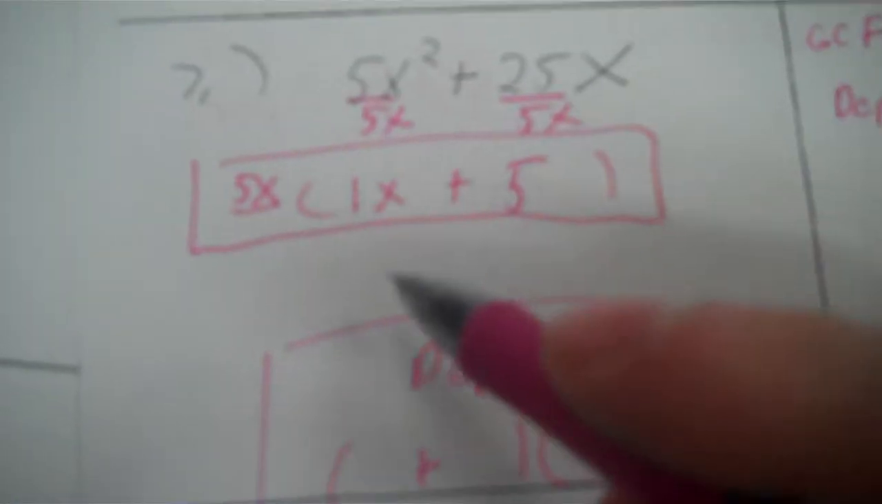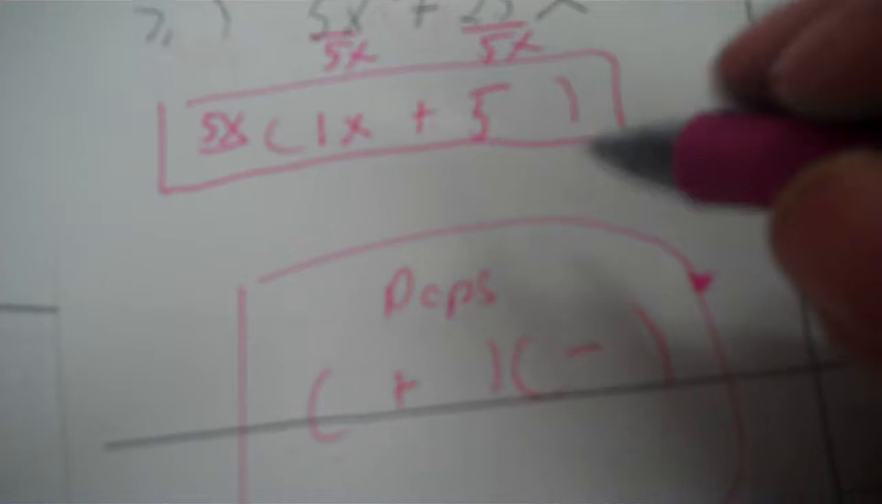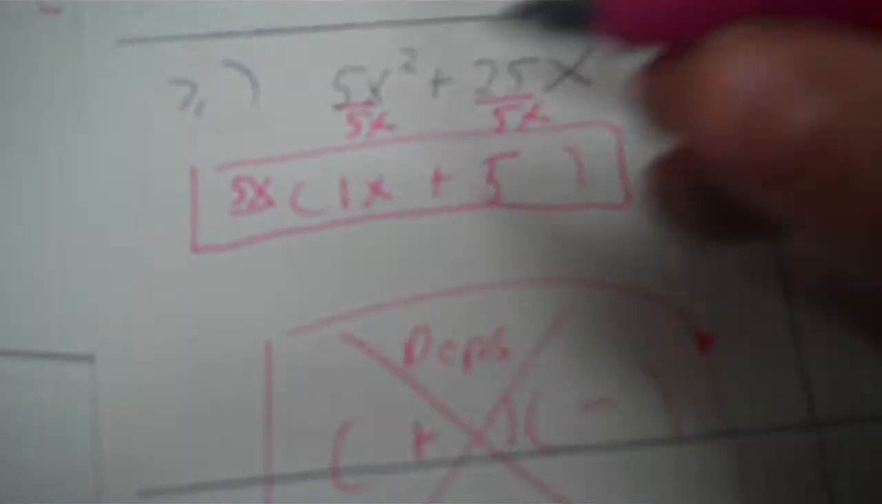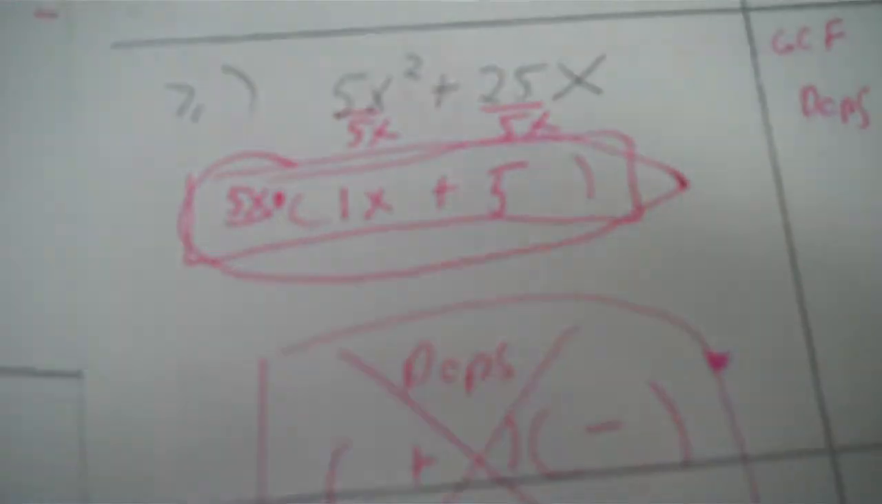Now both these are divisible by 5, so 5x. Now I divide by 5x, and I end up with 1x or x, then plus 5. Now for DOPS, plus minus, but I quickly see I have a plus sign, so that automatically disqualifies the DOPS. So this is my answer here, 5x times 1x plus 5.